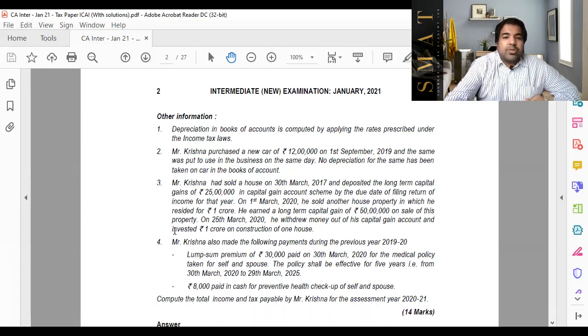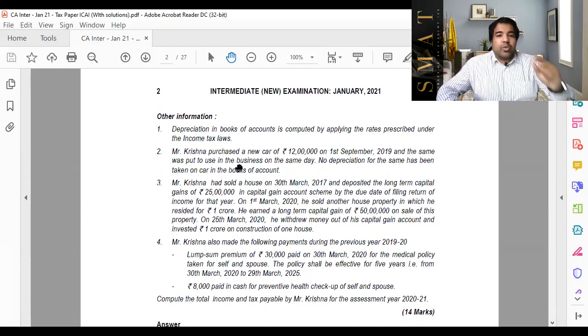Mr. Krishna sold a house, etc. Guys, house, etc. will be capital gain, which we're not discussing today. Today's discussion is only on PGBP. Mr. Krishna also made the following payments: lump sum premium. So insurance premium will come under a chapter called deductions, not PGBP, and 8,000 paid in cash for preventive health checkup. This is also common deductions, 80D sections. I'm not discussing that right now.